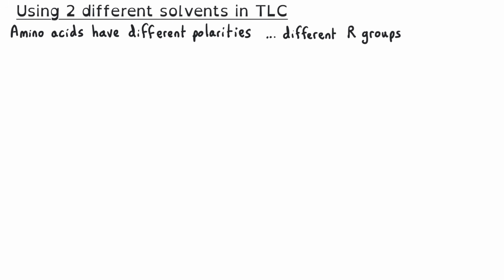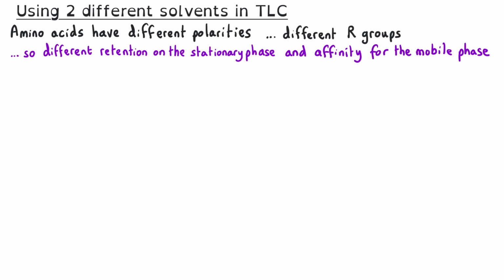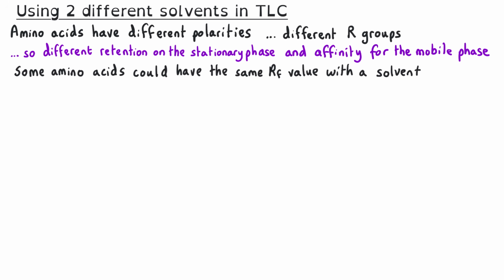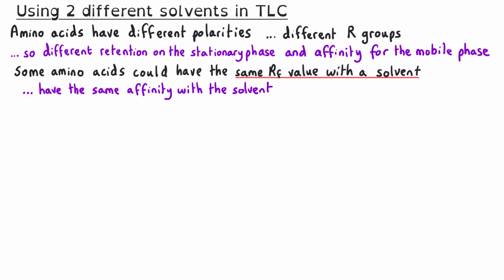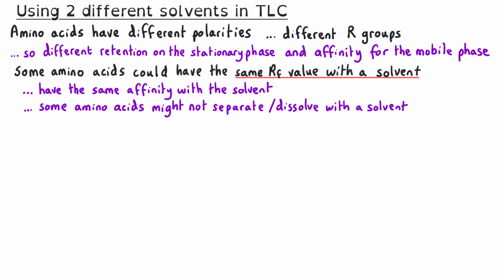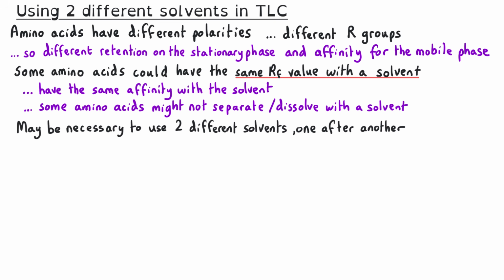Amino acids have different polarities because they contain different R groups, and so this means that they have different retention on the stationary phase and different affinity for the mobile phase. Some amino acids, however, could have the same RF value with a particular solvent. For instance, two amino acids could have the same affinity with the solvent, due to them both being equally polar, and so some amino acids might not separate or dissolve in a certain solvent, and so it may be necessary to use two different solvents, one after another.